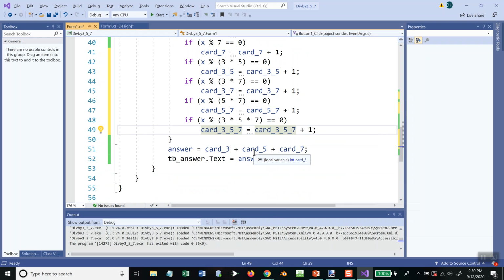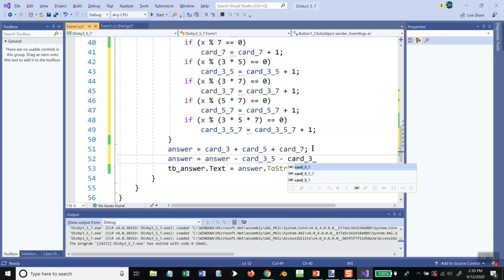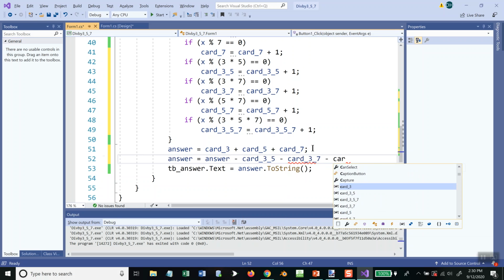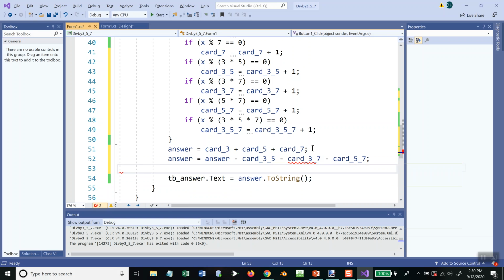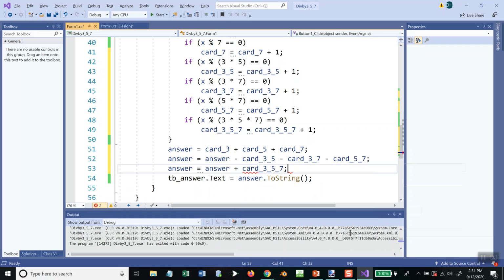So then here, principle of inclusion-exclusion. Our cardinality of a union of 3 sets says we need to subtract our intersections now. And I'll do this on a separate line just so it doesn't scroll off to the side. Answer is equal to answer minus card 3, 5 minus card 3, 7 minus card 5, 7. What doesn't it like about that? Okay. And then I want to add back on the intersection of all 3. So card 3, 5, 7.